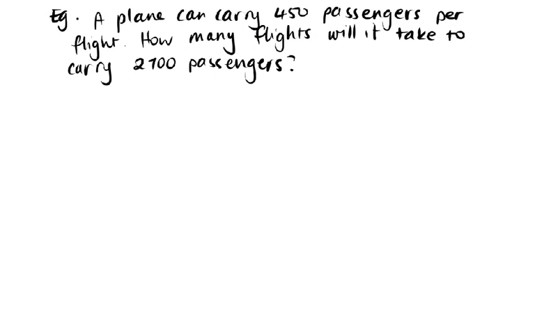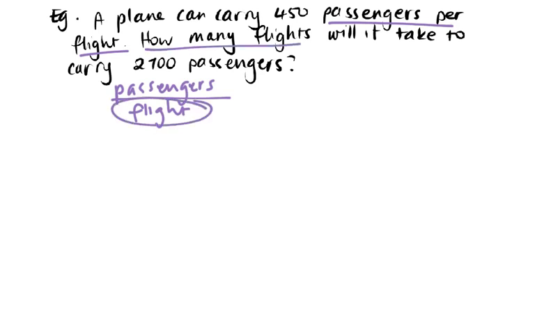Here's one last example. It says a plane can carry 450 passengers per flight. How many flights will it take to carry 2,700 passengers? So the first step is to write our rate in terms of a fraction. So it's passengers over flight. And now we're going to read the question to see what we need to calculate. It says how many flights.